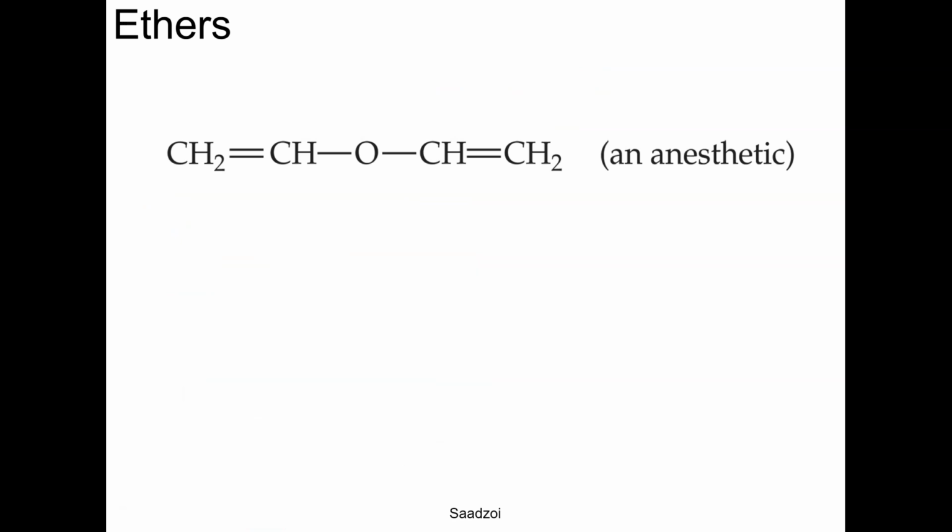Ethers, what you're looking for is C-O-C. So anytime you see C-O-C, you have an ether. Quickest way to recognize it. Doesn't matter what the other elements are, but anytime you see an O, look to the left, look to the right. If there's carbon on both sides, you have an ether.